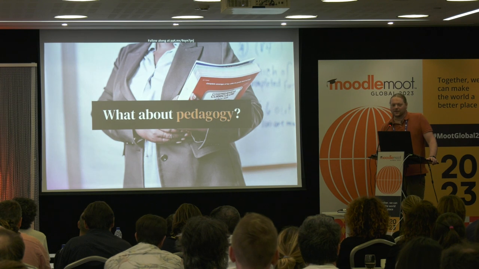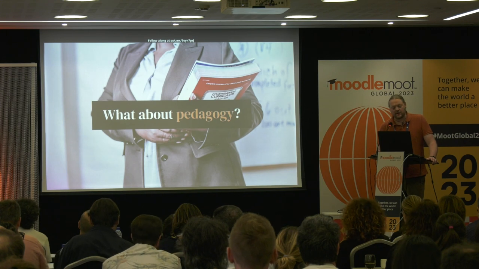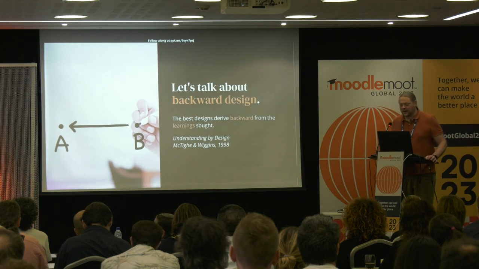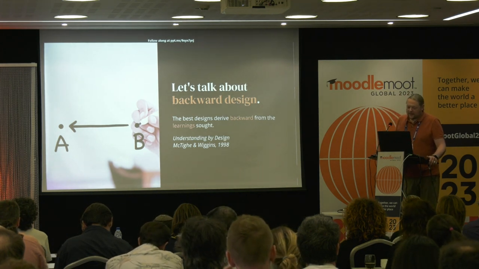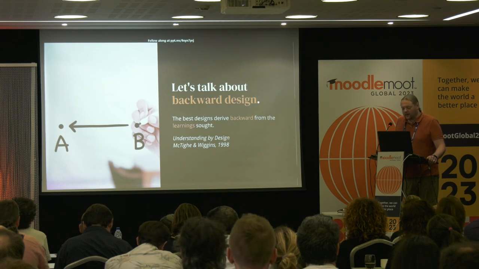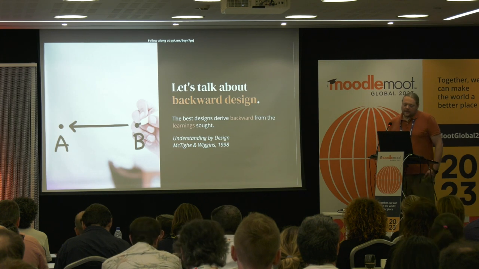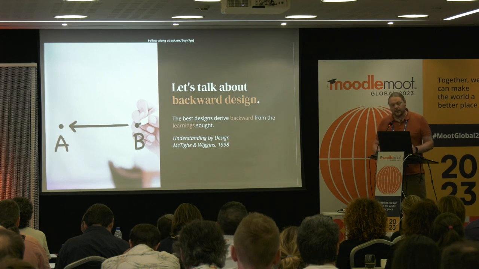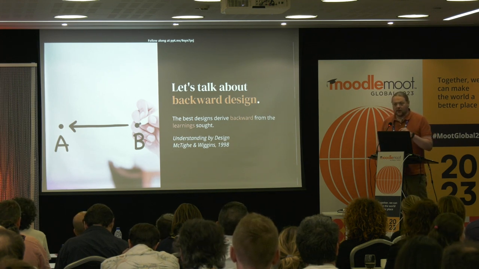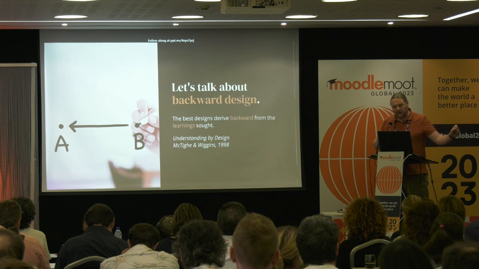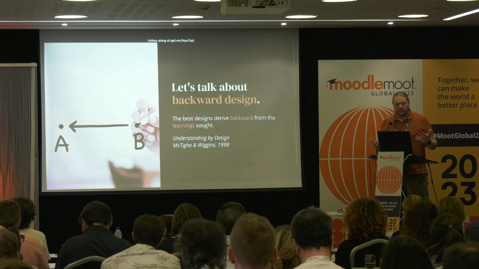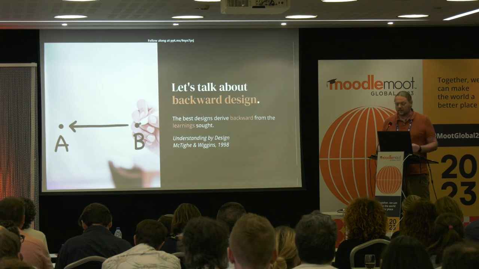So we've talked about the technical aspect here, but what about pedagogy? What about our teaching intent? And how does that inform the way that we set up our gradebook? Well, let's talk about backward design. There's this book, Understanding by Design, written all the way back in 1998 by a couple, McTighe and Wiggins. And one of the quotes there, the best designs derive backward from the learnings sought. So you start with the end and you work your way back to your learning activities. Anybody that's a learning designer is probably familiar with this. This is a pretty standard thing that we talk about in learning design.